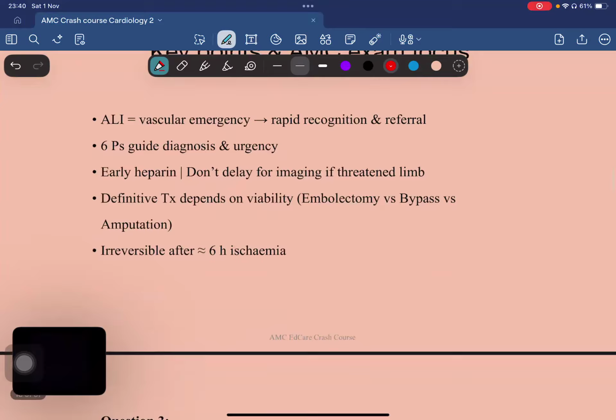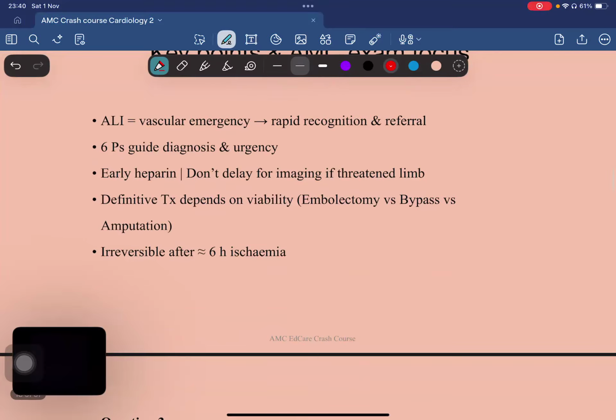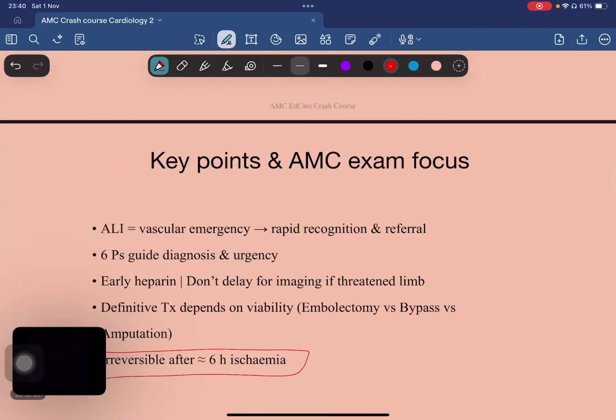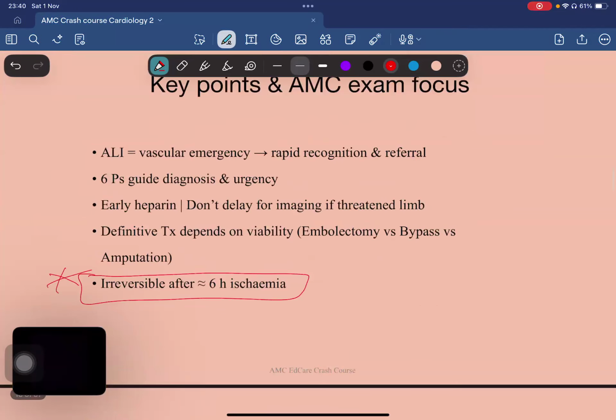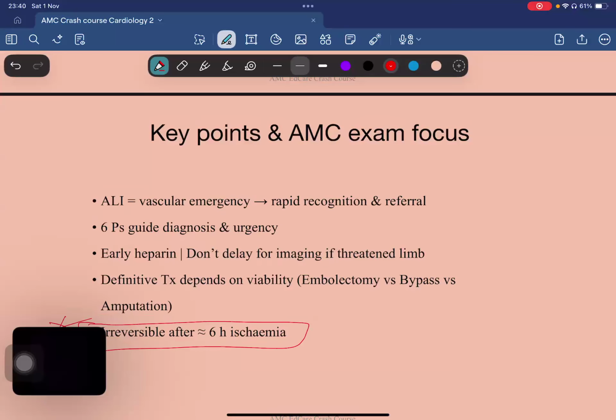So, with that being said, also, this is something that you should know. I came across that towards the end of the article, after I almost made the note. It's irreversible after 6 hours of ischemia. Just remember that point as well. Add it to your notes. That would come in handy. So that's a very brief cover for acute limb ischemia. Try to read more from the guidelines.